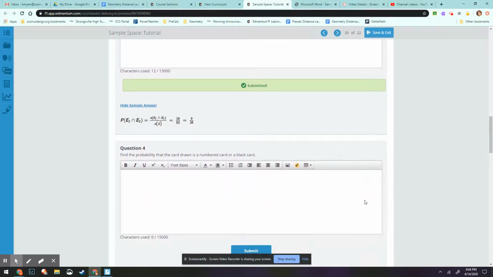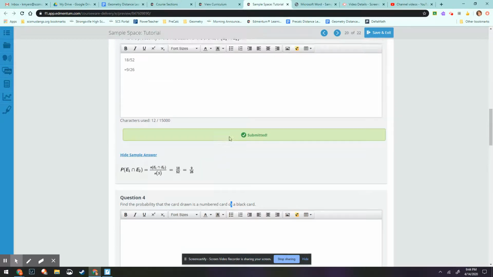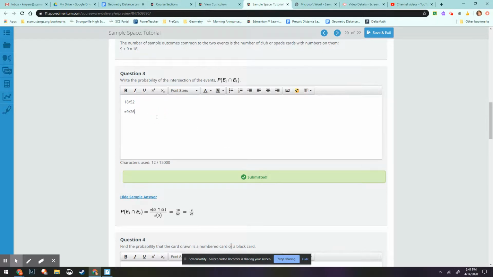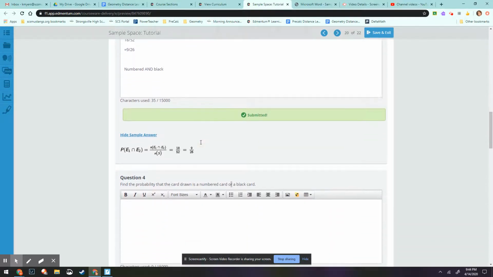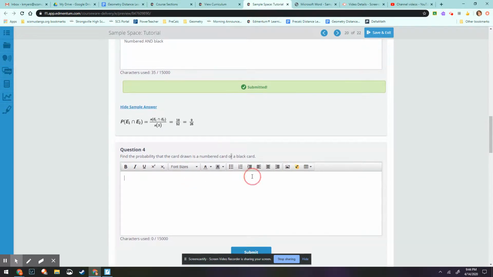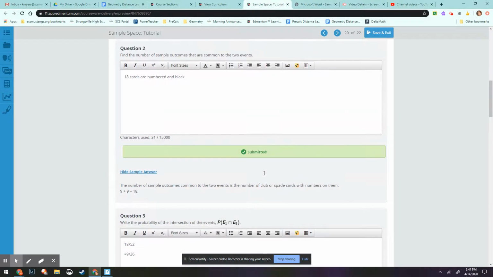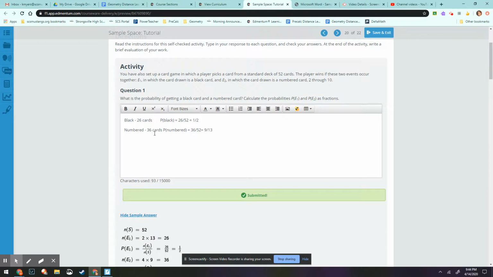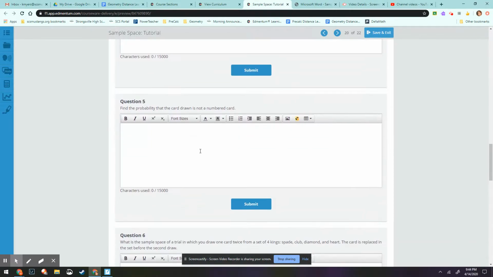Okay. Find the probability that a card drawn is numbered or black. So up here, when it's the intersection, they basically want to know the probability that it is numbered and black. This next question is asking or. So what I would do is I would try to find the number of cards that would be numbered or black. Now we said that numbered, there were 36 cards, and black there were 26.